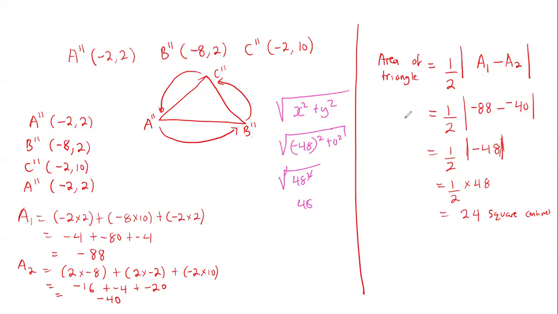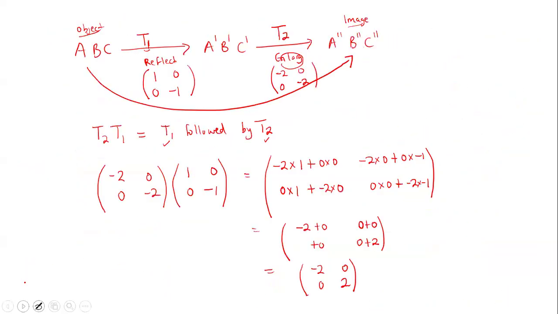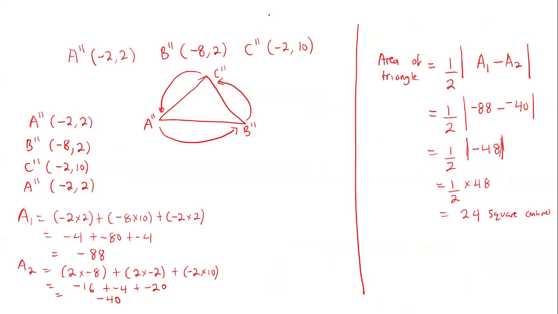Okay. Richard? Okay. Now, for whatever coordinates you use, as long as you follow through very well, you'll get the same answer. Now, the task, we have not yet responded to it. The task wanted us to find the amount of money the designer will get from the image triangle. So here, remember, each square meter was for 240. So we are going to use that. Can you first go on and continue? Yes, Favor.